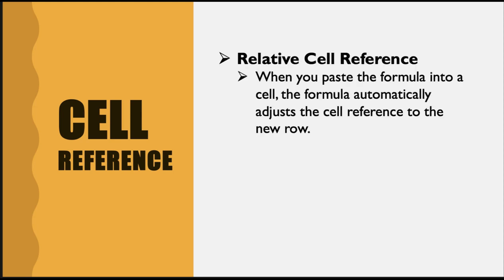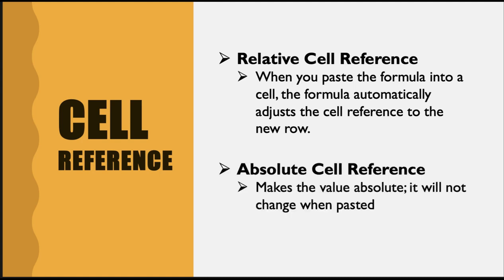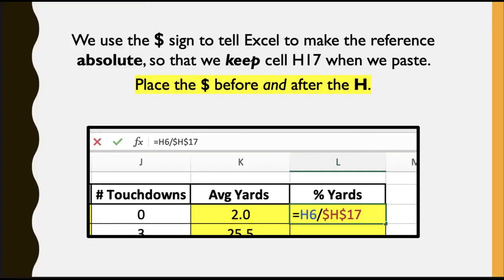Relative cell reference is when you paste the formula into a cell and the formula automatically adjusts the cell reference to the new row. Okay, that's what we had been doing. But in this case, we need to use absolute cell reference. That makes the value absolute so it will not change when we paste it. We use the $ sign to tell Excel to make the reference absolute so that we can keep cell H17 when we paste. So we want to place the $ sign before and after the H, right here.